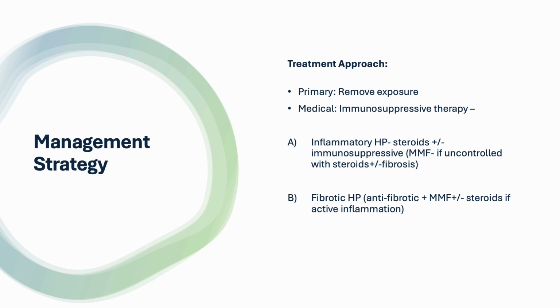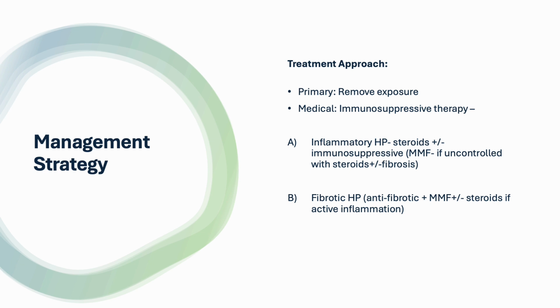Treatment approach, as we mentioned, primary is removal of the exposure. We need to get rid of the triggers, and then we can introduce the immunosuppressants depending upon whether it's an inflammatory HP or chronic fibrotic HP. If it's an inflammatory HP, we start with steroids. If it becomes less responsive or unresponsive, we can introduce the other immunosuppressives such as MMF or azathioprine. If it becomes steroid refractory as well and you want to taper or wean off steroid, then you can also introduce MMF as well.